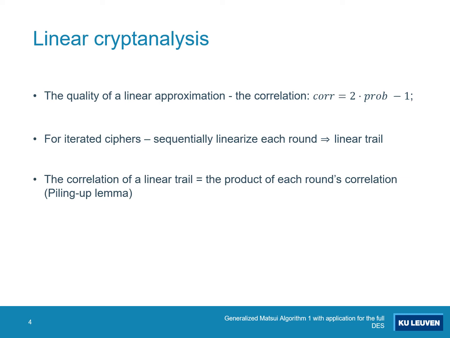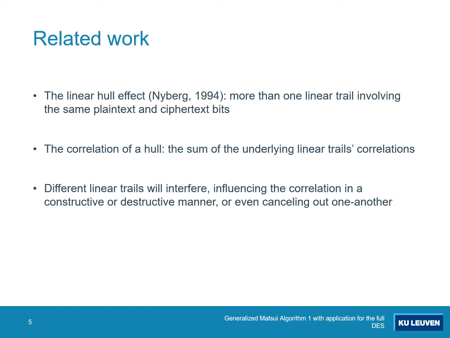When the techniques of linear cryptanalysis are applied for iterated ciphers, the main approach is to sequentially linearize each round and connect the resulted linear approximations in order to obtain a linear trail. By the means of the peeling up lemma, the correlation of a linear trail is computed by multiplying the correlations of each round. In practice, it has been observed that in some cases, the theoretical correlation might be very different than the empirical one.